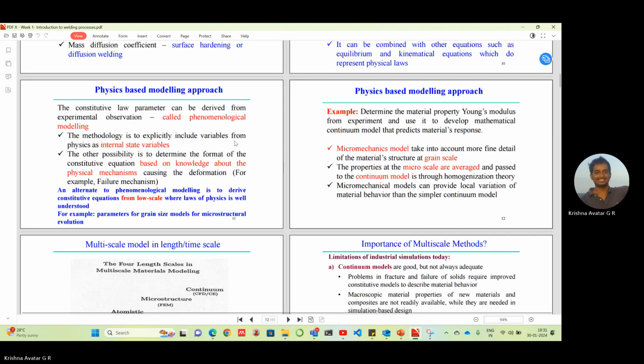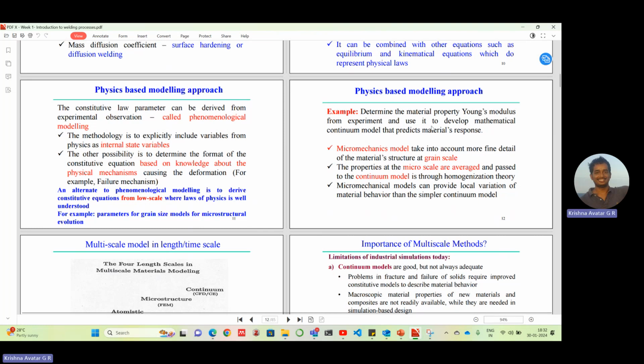And then what we do is we also include certain variables which are based on physics, called internal state variables. And the other approach to constitutive modeling is what we call the physics-based approach. In that case, we use tools derived from actual physical laws so as to construct a constitutive equation from the bottom up, which means from the very micro scale to the level of mesoscale or macro scale.